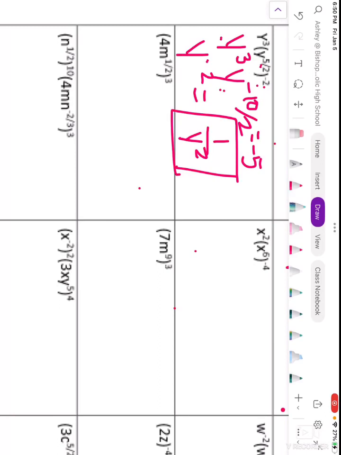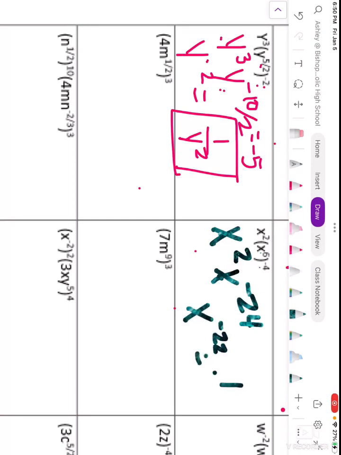Here we're going to do our power to a power first. So we'll multiply those. So we have x squared, and then 6 times negative 4 is negative 24. And then these are being multiplied, so we add our exponents. So that'd be x to the negative 22, which is 1 over x to the 22nd.